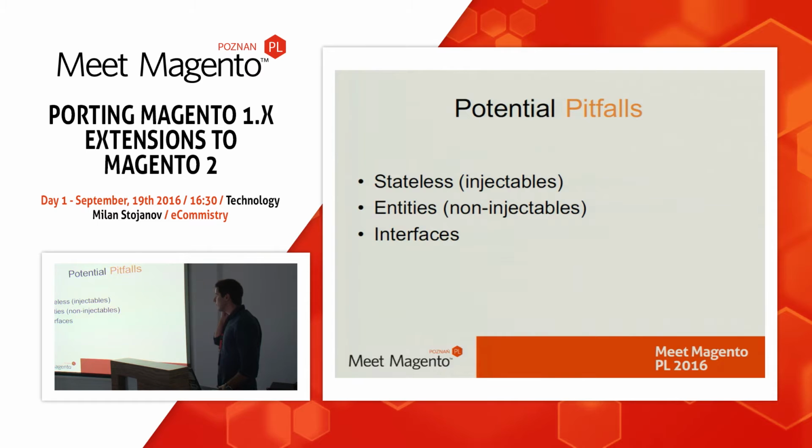Moving on to some concepts about dependency injection. I call this slide potential pitfalls, but let's rephrase it. Generally, you will need to request three types of classes in Magento 2. One is stateless, which we refer to as injectables. The other is entities, which we refer to as non-injectables. And finally, you will also see a lot of interfaces requested in the constructor.